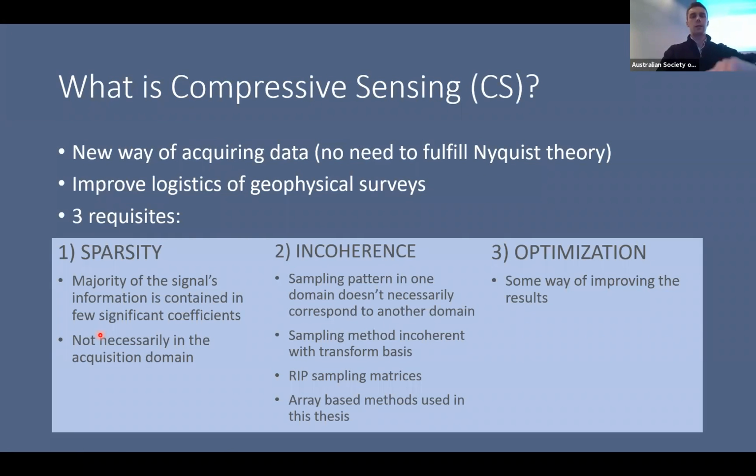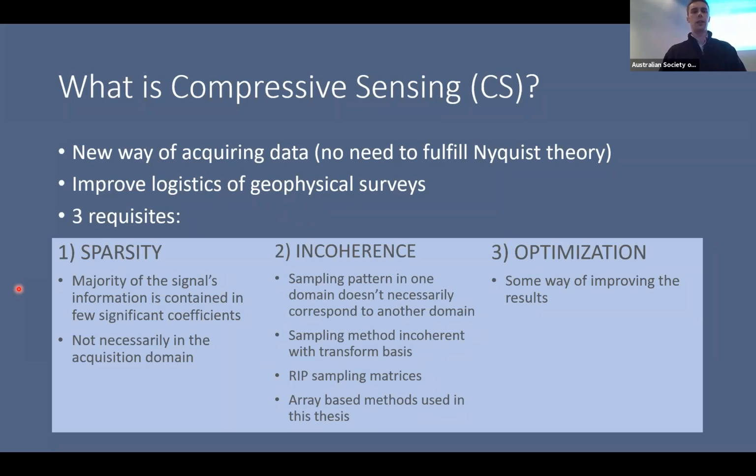So what is compressive sensing? Well, it's a new way of acquiring data which can be advantageous over traditional Nyquist constrained sampling. There are three requisites that we need for sensing to work. Sparsity, whereby the majority of the signal's information is contained within a few significant coefficients. So basically, you can chuck away most of the information and still keep the core aspects.